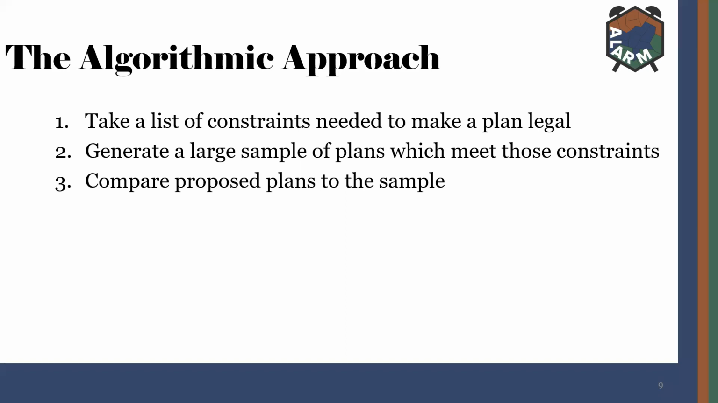Big step 2, generate a large sample of plans that meet those constraints. As you might imagine, that is kind of its huge own thing. But once you have that, we have something that's much clearer to think about, which is, is a plan good? Well, we can compare it to all of these other plans that meet that kind of legal definition. We can write down an actual target distribution that these plans are generated from, and we can begin to compare them based off of what we see.